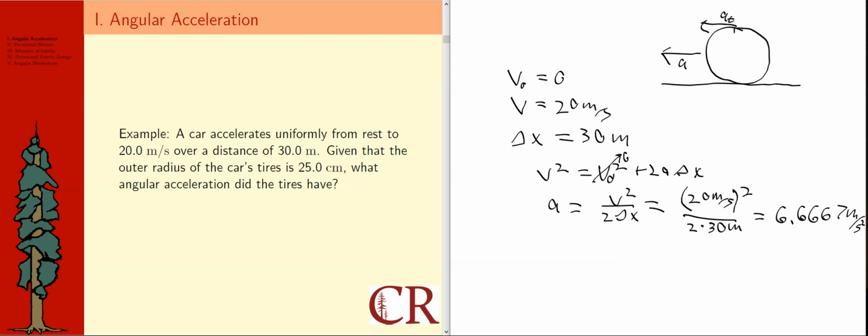And so with that assumption, if I can say that this really is the tangential acceleration, and recognizing that tangential acceleration is equal to radius times angular acceleration, then the angular acceleration should be that tangential acceleration divided by the radius. So that means I'm going to take this number of 6.667, wherever you rounded it.